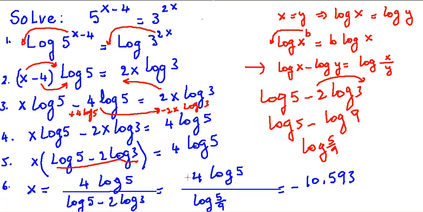Now I use the calculator to find the final answer, and they want it rounded to the nearest thousandth. That's why I have only 3 digits after the decimal, because they wanted to round it to the nearest thousandth, and this is the final answer.